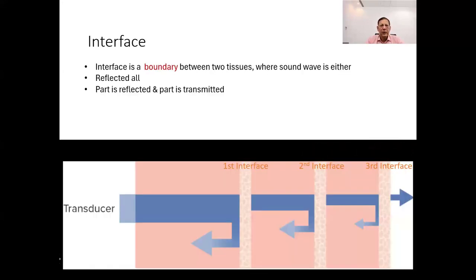Before knowing what is reflection, we should understand what is an interface. Interface is a boundary between two tissues. When a sound wave strikes a boundary, two things can happen. Either all of the sound wave is reflected back, or a part is reflected and part is transmitted into the next medium. This depends on the angle of incidence and surface of the boundary that we will study in the next couple of slides.